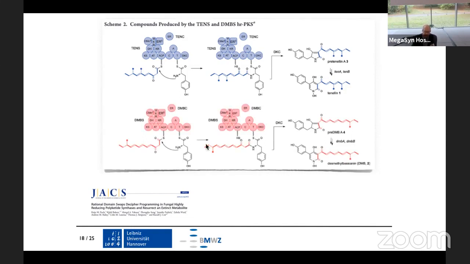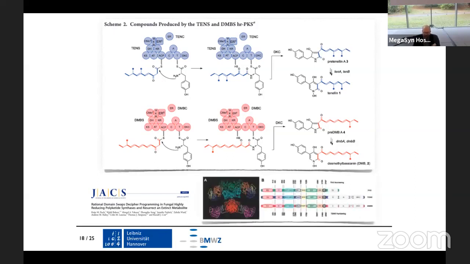This is a system involved in making desmethylbasianin, this compound. See, the final compound is similar to tenolin, the intermediate is similar to tenolin intermediate. And the difference here is that for desmethylbasianin, we have a hexaketide, so a longer chain, and just 1 methyl group. Tenolin has a pentaketide and 2 methyl groups. So we've got a small number of changes here.